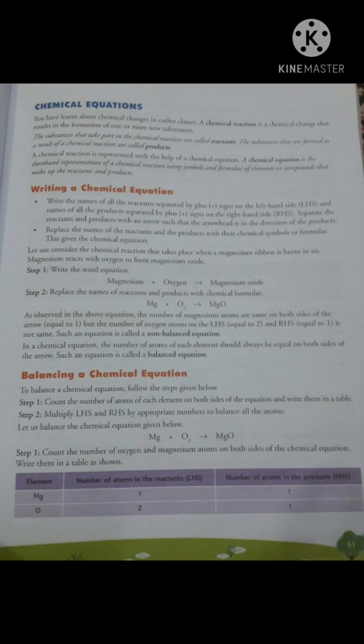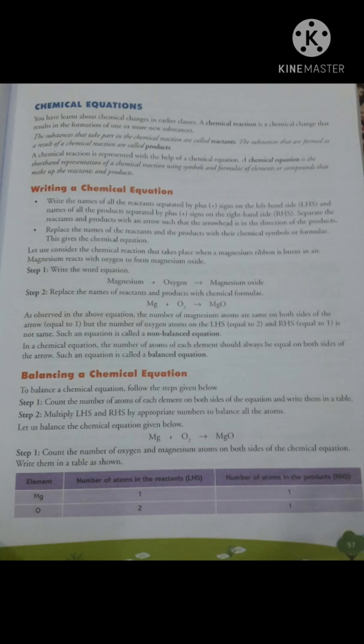Now as observed in the above equation, the number of magnesium atoms is the same on both sides of the arrow, meaning they are 1 on both sides. But the number of oxygen atoms on the left hand side is 2. On the reactant side it is 2, but on the right hand side it is 1. Such an equation is called a non-balanced equation. The number of atoms on the reactant side is not equal to the number of atoms on the product side. So it is a non-balanced equation.